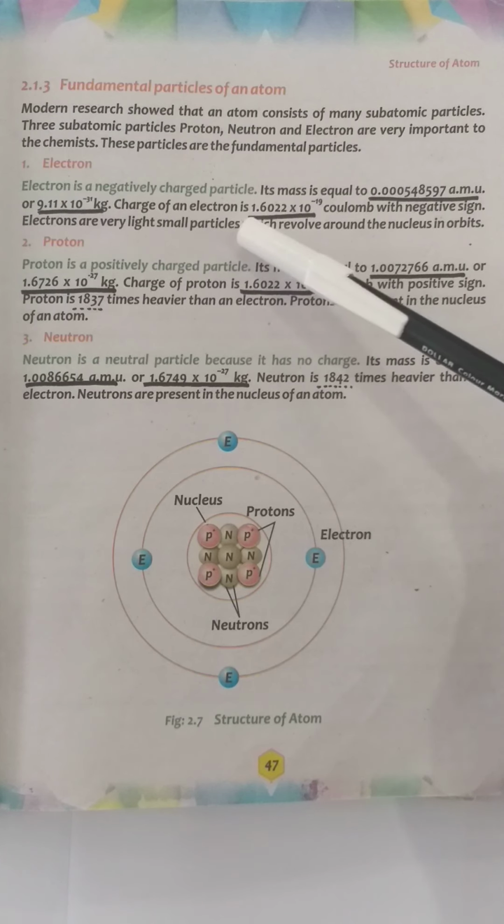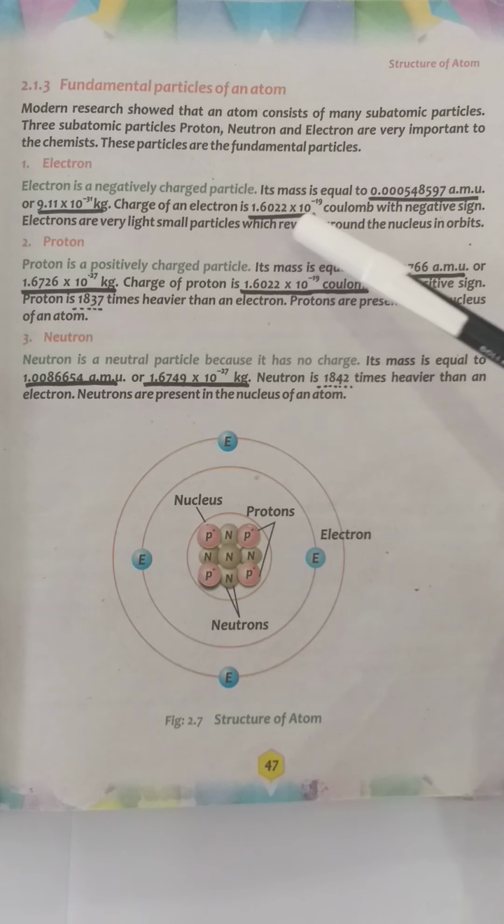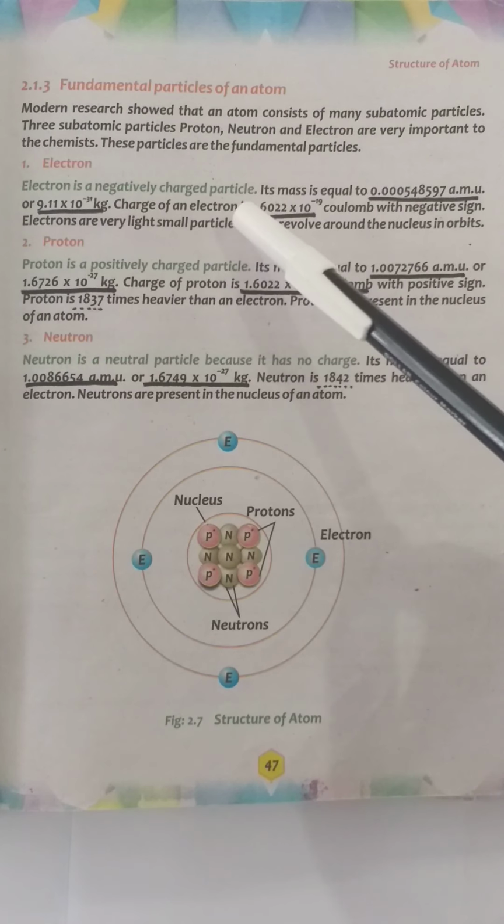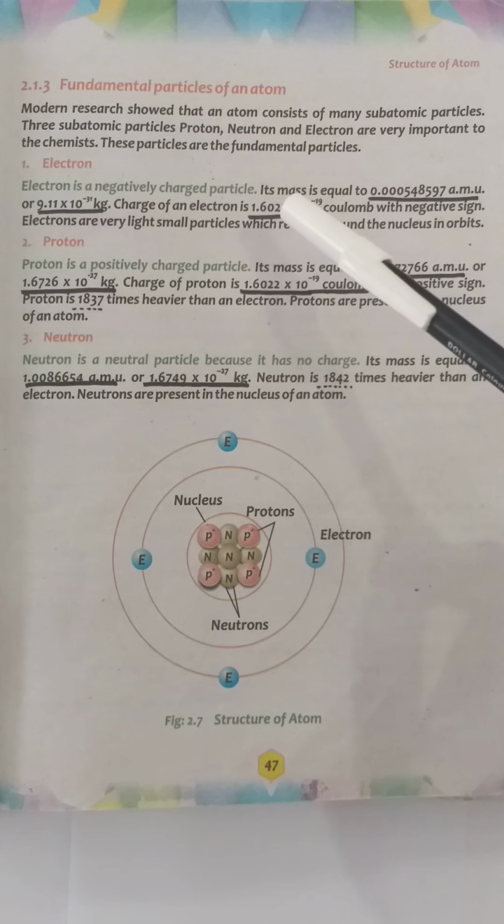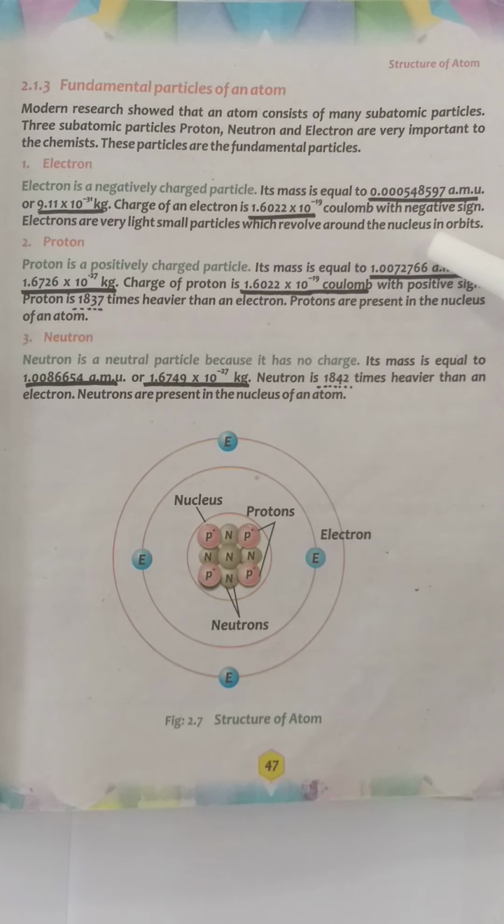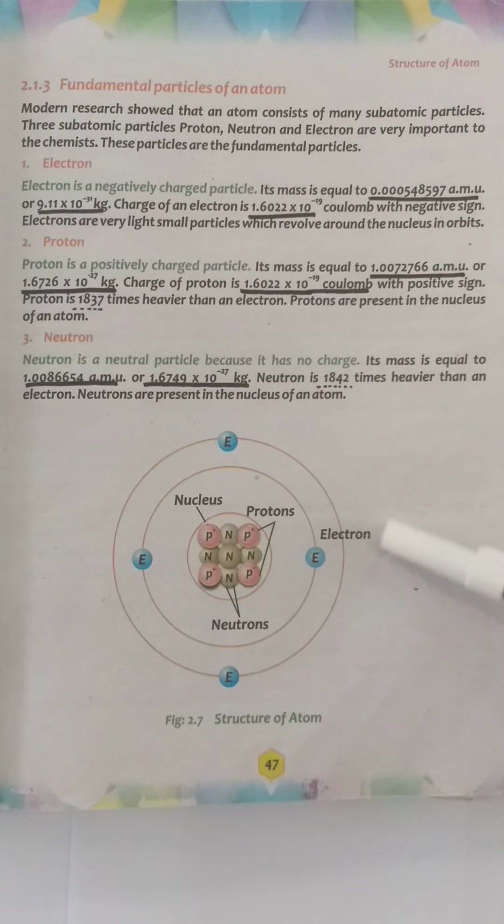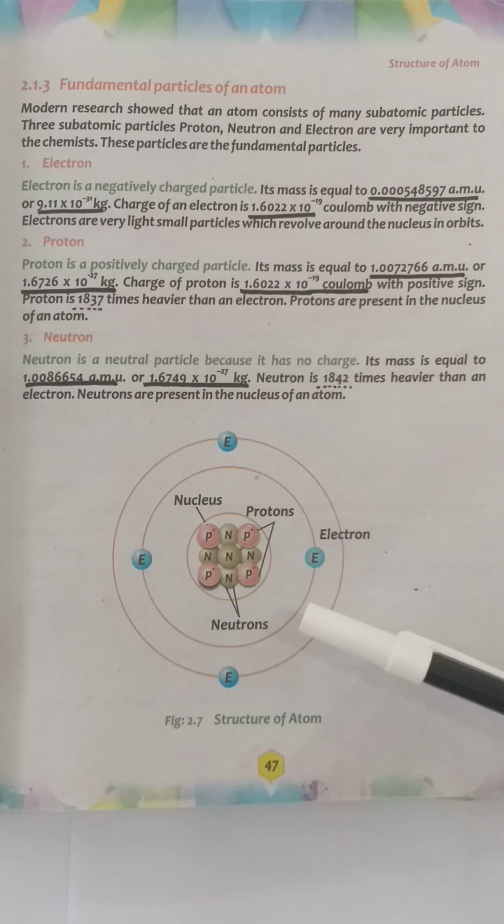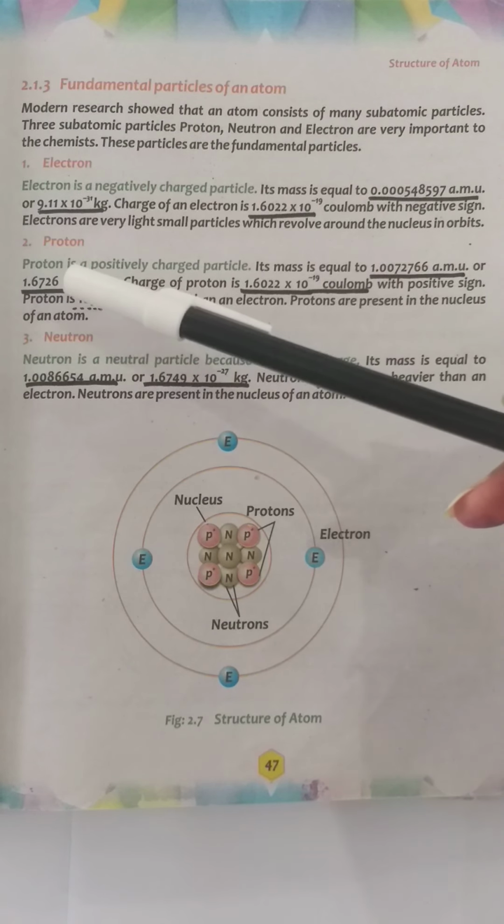The charge of an electron is 1.6022 into 10 raised to the power minus 19 coulomb with a negative sign. So this is the charge of an electron, but you have to put a negative sign to show that this is the charge of an electron. The electrons are very light, small particles which revolve around the nucleus in the orbits. You can see that the electrons are revolving around the nucleus in fixed circular paths that are called shells, energy levels or orbits.